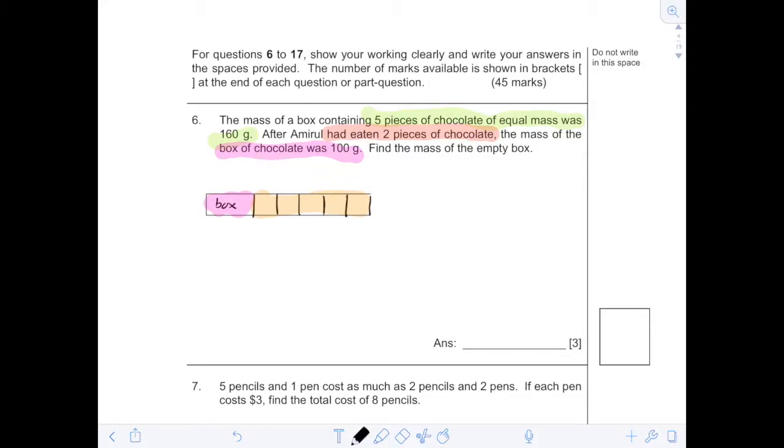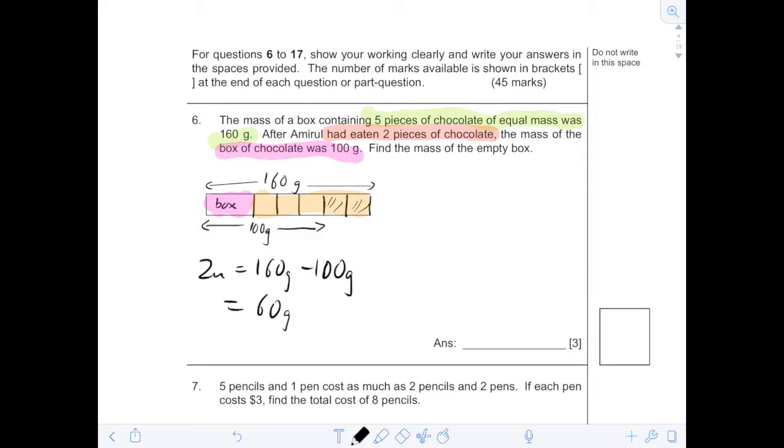From here, you can see that at first the entire thing is 160 grams. And then after eating 2 pieces, which means this one and this one got eaten away, the box became 100 grams. So if you want to find what's the 2 units that was eaten, all you need to do is take the 160 minus the 100. That's the best way to use your model. So 2 units will be equal to 160 minus 100 grams, which gives you 60 grams.